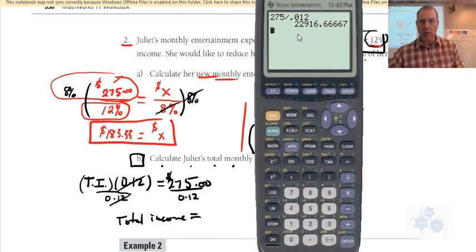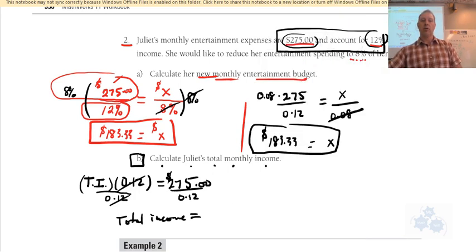Now, 1.2%, that doesn't look right. 0.12, sorry, I added a zero. Let me try that again. Divided by 0.12, not 0.012. Okay, 2291.66. My bad. So does everyone see that? This is the total income if 275 is 12%. So that was 2291.67.